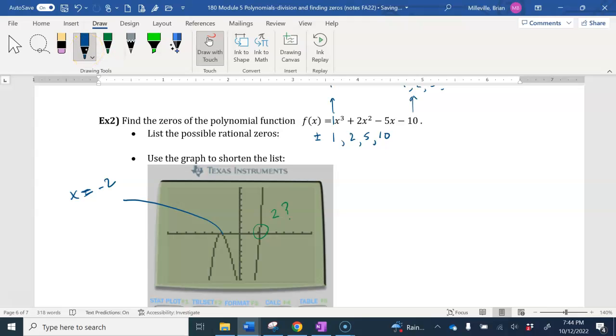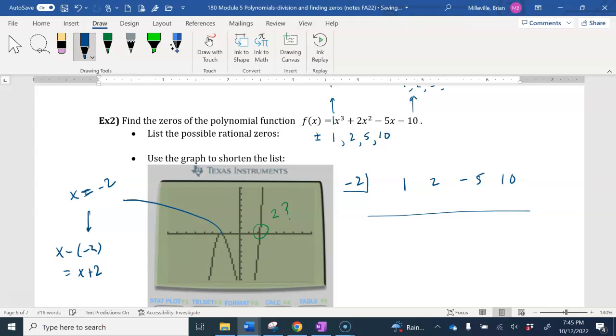The idea is if x equals negative 2 is a 0, that's going to tell us that x minus negative 2, which in this case is x plus 2, will be a factor. So we want to use synthetic division with the numerical 0, which is negative 2, which we think it is from the graph. Writing our coefficients down, we have 1, 2, negative 5, and 10.